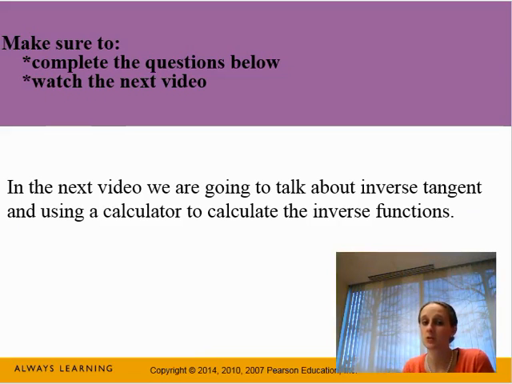Make sure you complete the questions below and then watch the next video. In the next video we're going to talk about inverse tangent and then how to use your calculator to find inverse functions.